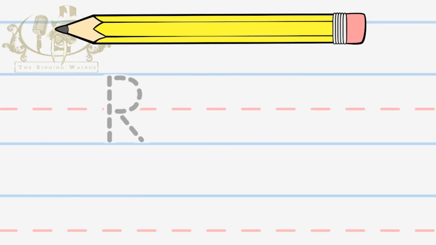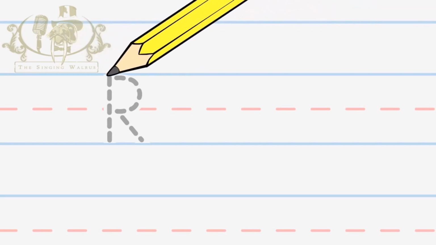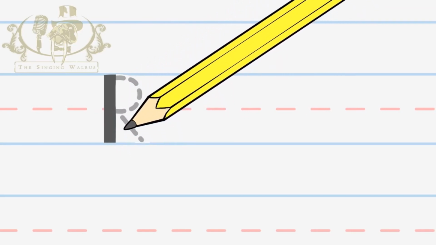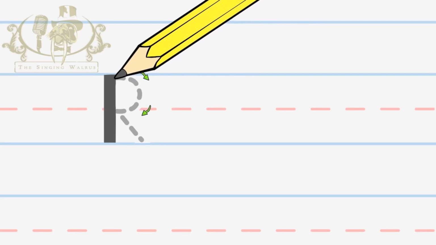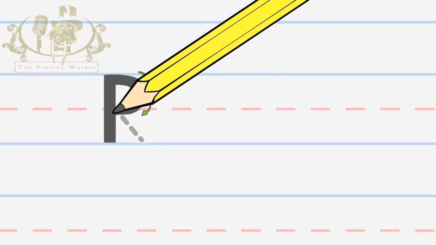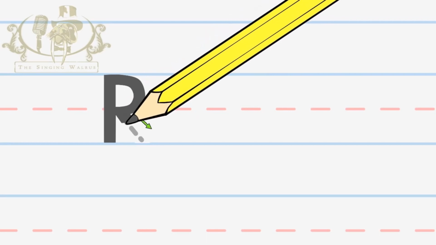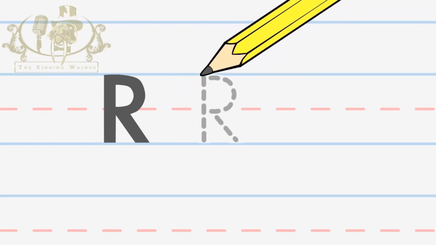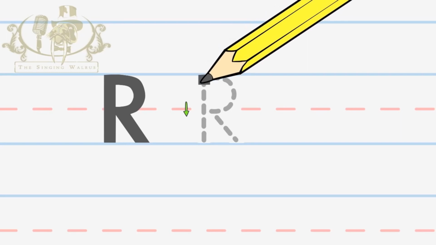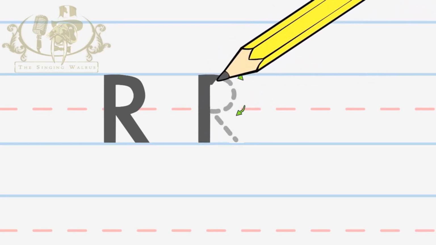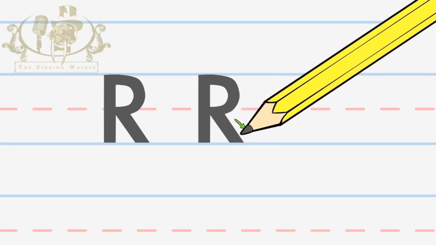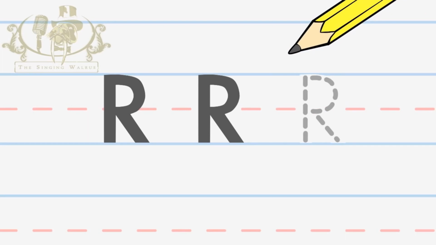Write the capital R. That's the big R. Start at the top and make a line down. Then go back to the top and go around to the middle. Next, make a line down to the right. Let's try it again. Down, around, down to the right. Now you try.